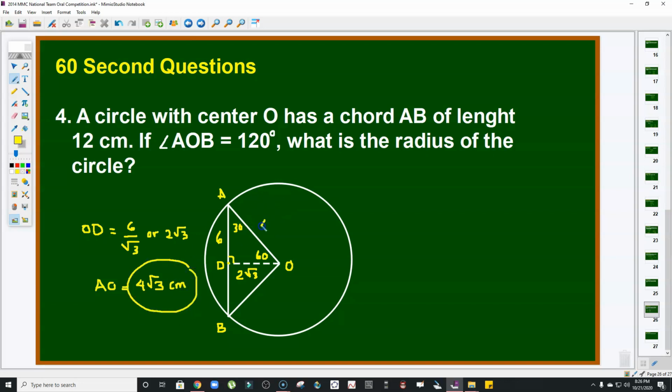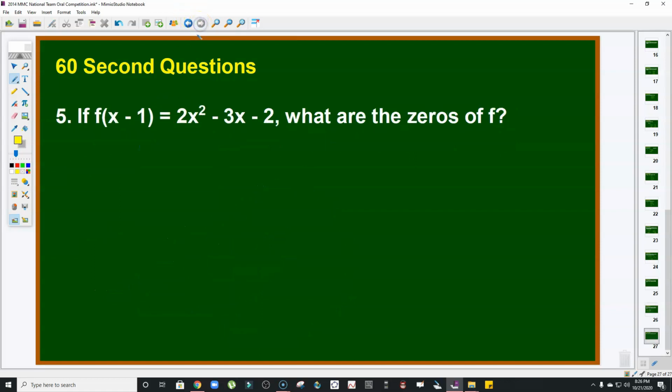See that? Okay. Last question for the difficult round. Problem number 5. If f of x minus 1 equals 2x squared minus 3x minus 2, what are the zeros of f? In this last question, I'm going to present two solutions. The first one is I'm going to let x minus 1 equal a certain variable, let's say y. And then solve for x.